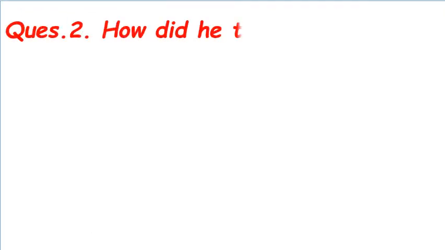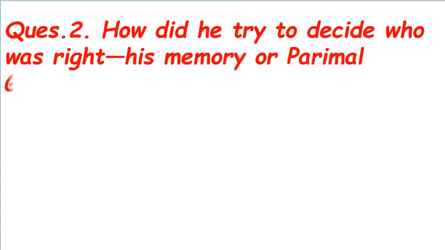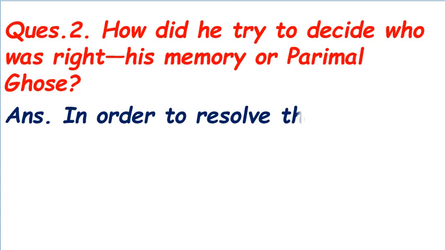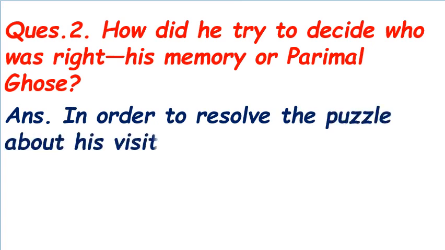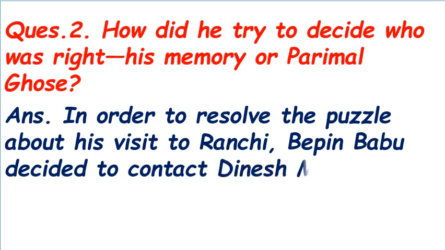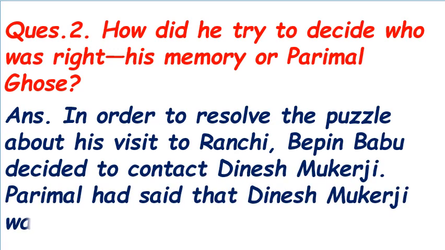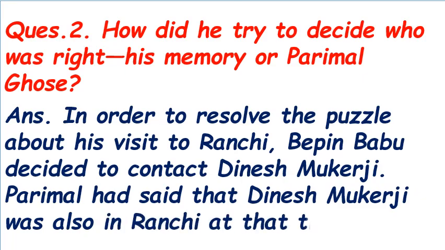Question number 2 is, how did he try to decide who was right, his memory or Parimal Ghosh? The answer is, in order to resolve the puzzle about his visit to Ranchi, Bepin Babu decided to contact Dinesh Mukherjee. Parimal had said that Dinesh Mukherjee was also in Ranchi at that time.